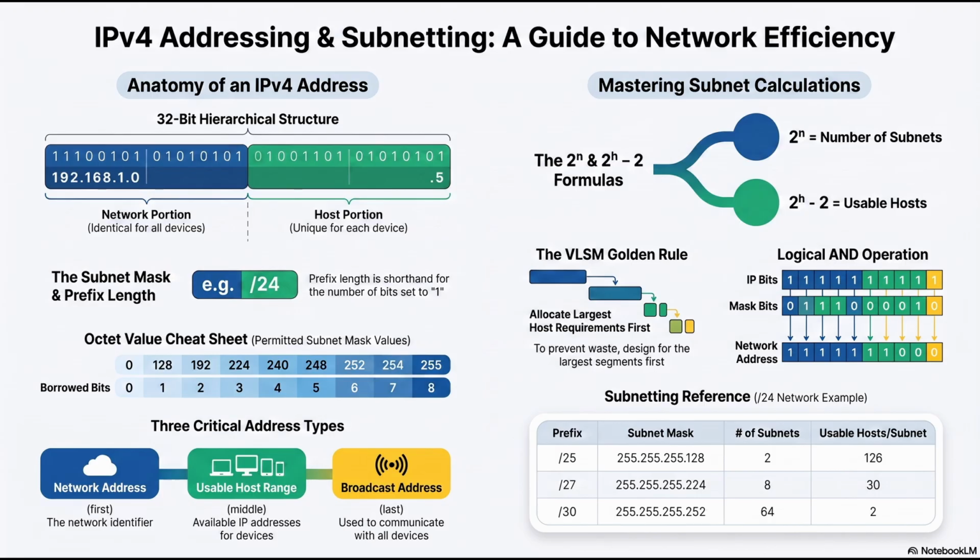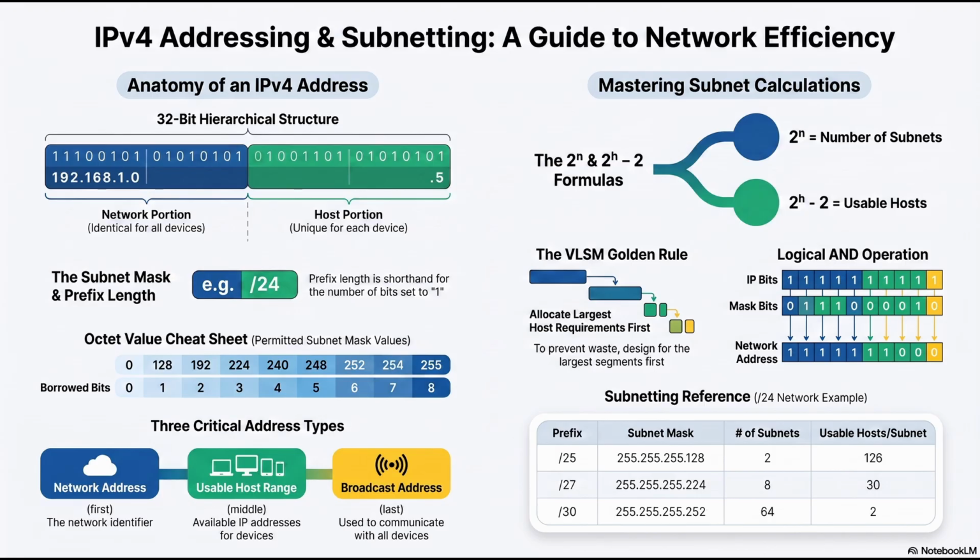Because in every single subnet you ever create, the very first address and the very last address are permanently reserved by the system. They can't be used for devices. Right. They can never be assigned to a laptop or a server. The very first address, where all the remaining host bits are zeros, is the network address. It serves as the mathematical identity of the subnet itself.